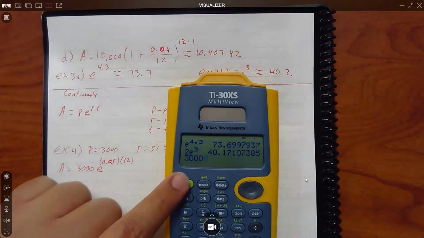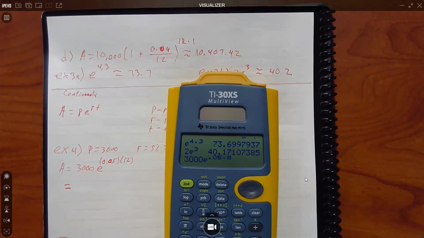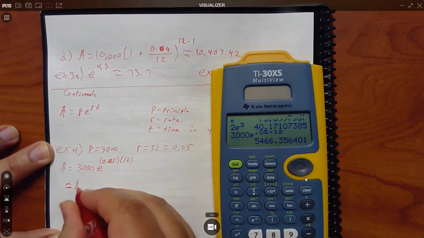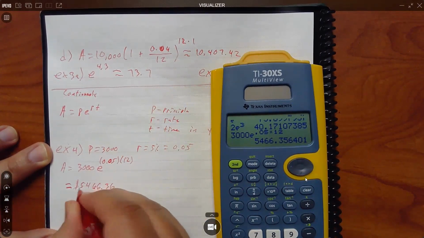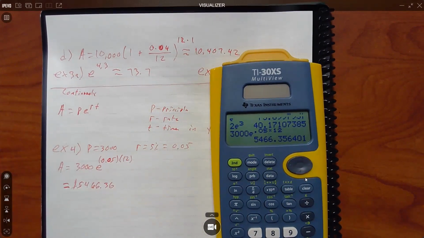So 3,000 E to the 0.05 times 12. That's all you gotta do. So it's about 5,466 and 36 cents. So round to nearest cent unless they tell you otherwise. Any questions on number 4? Right, all this info came from here.